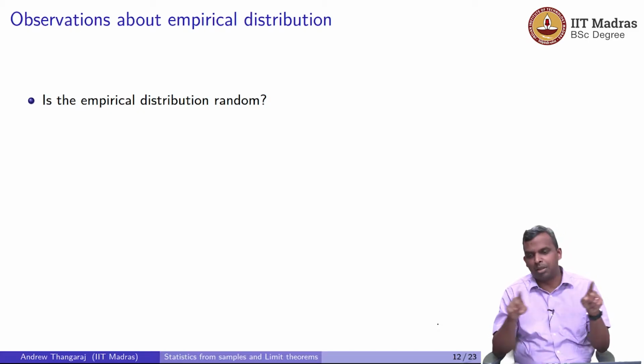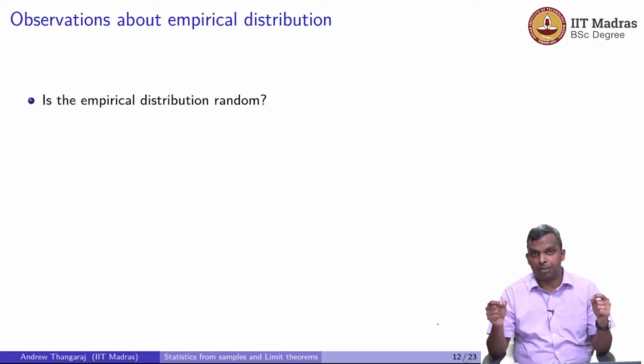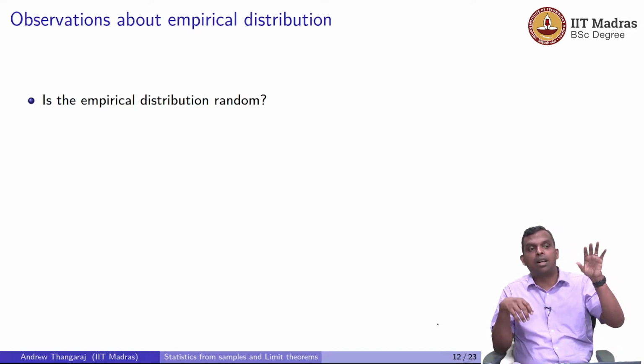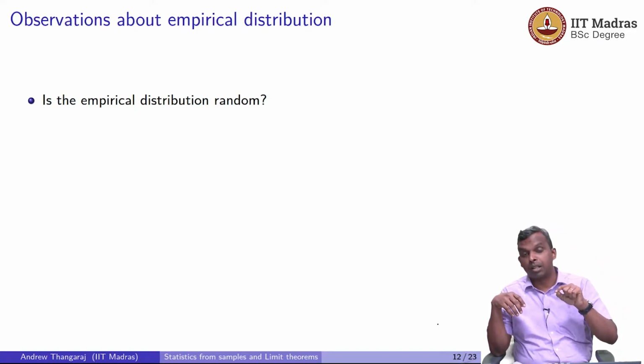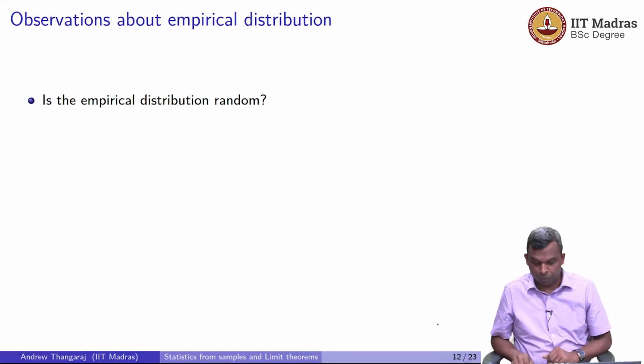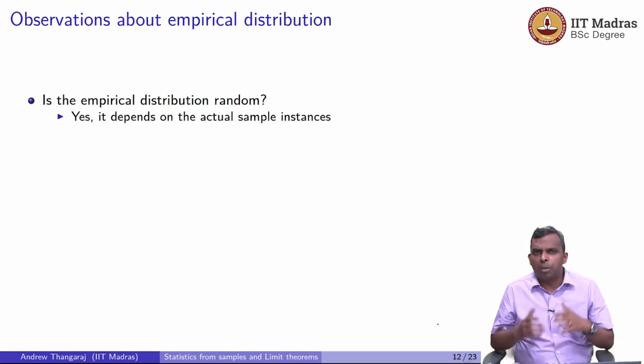Given a sampling, an instance of the sample, I can compute the empirical distribution. Now, as the instance changes, my empirical distribution also changes. So, supposing I define just the common distribution of x, the empirical distribution does not get defined. In fact, the empirical distribution is a random quantity. What do I mean by random?